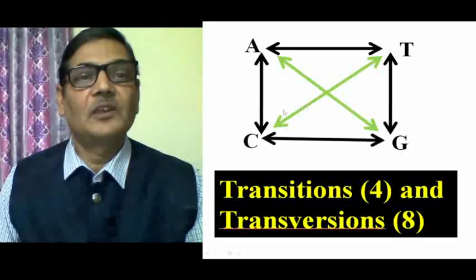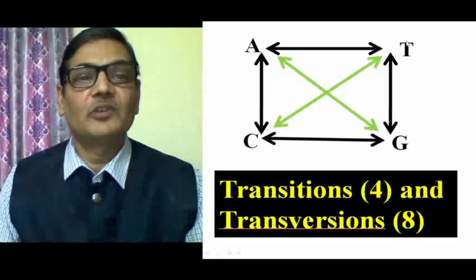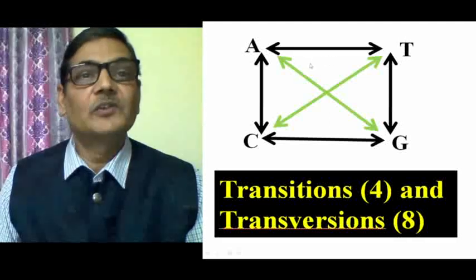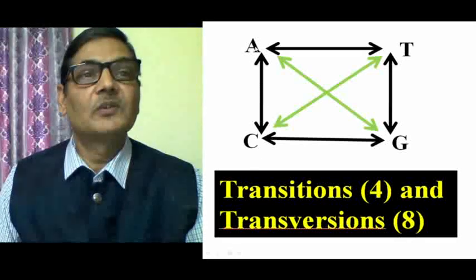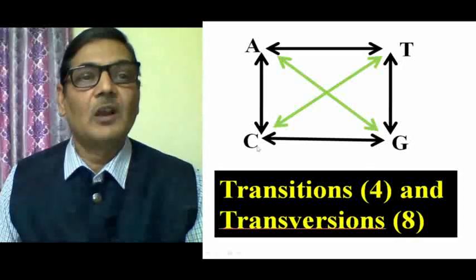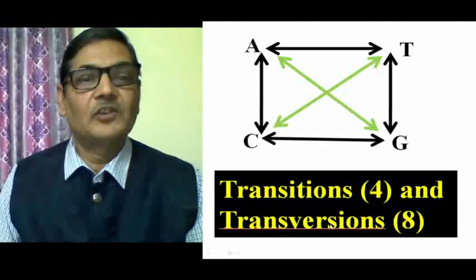Likewise, if there is C in the DNA sequence and if it is being substituted by T, then that will be a transition mutation. But transversions are different mutations. In such cases, a purine base may change into a pyrimidine base or vice versa, a pyrimidine into a purine. So this will be referred as transversion.